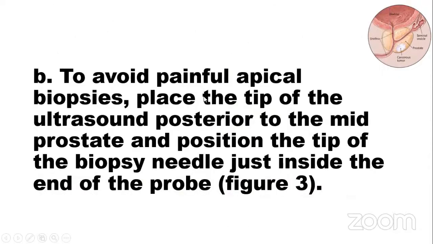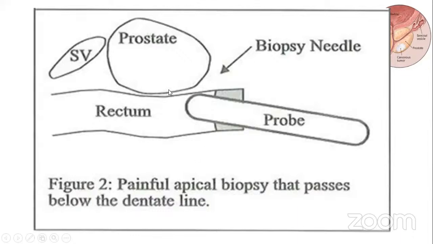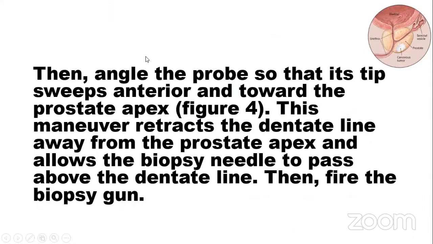To avoid painful apical biopsies, place the tip of the ultrasound probe posterior to the mid prostate and position the tip of the biopsy needle just inside the end of the probe. Then angle the probe so that the tip sweeps anterior and toward the prostate apex. This maneuver retracts the dentate line away from the prostate apex and allows the biopsy needle to pass above the dentate line, then fire the biopsy gun.